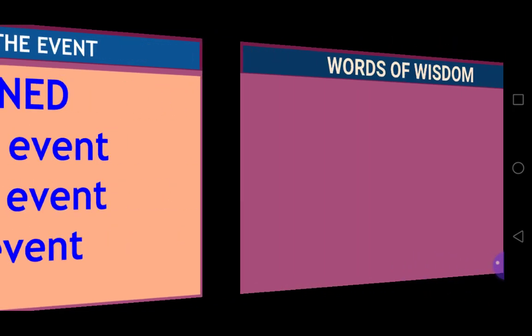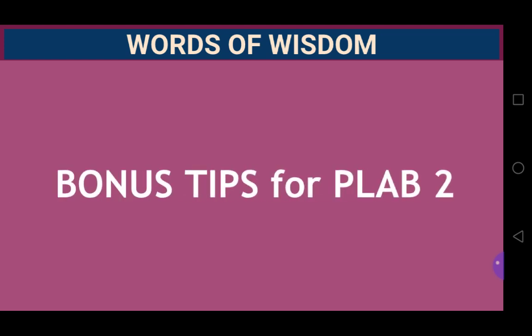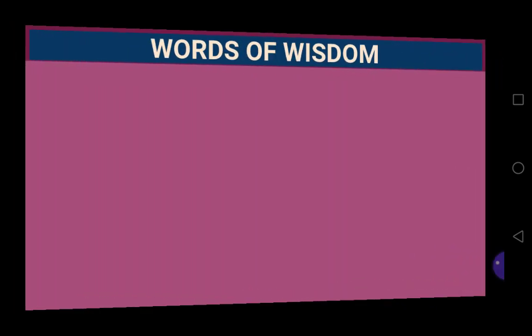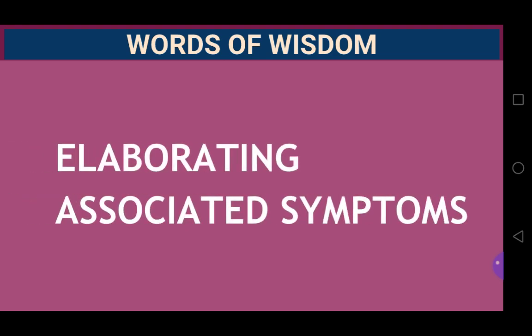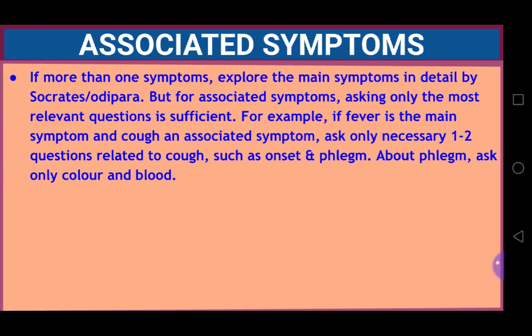And at the end, I want to give you some bonus tips for PLAB 2. First one: when there is more than one symptom, the patient comes with one presenting complaint and then there are some associated symptoms. Explore the main symptom in detail by SOCRATES or OPQRST, but for the other associated symptoms, ask only the most relevant questions. Don't go into detail. For example, if fever is the main symptom and cough an associated symptom, ask only one to two necessary questions related to cough, such as onset and phlegm. And about phlegm, ask only colour and blood in the phlegm.